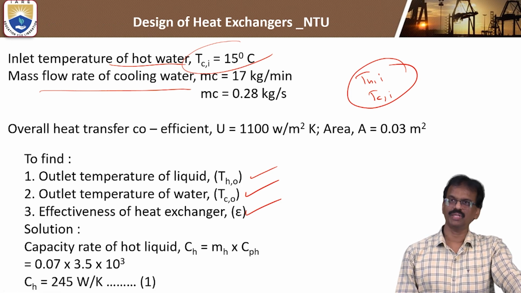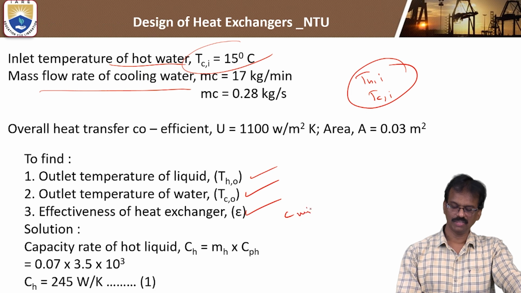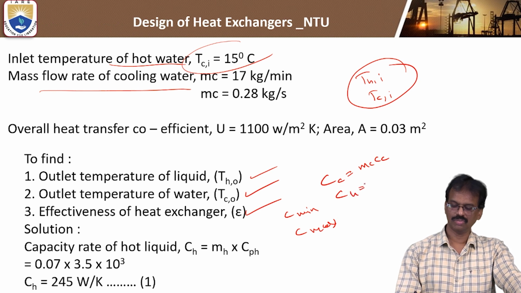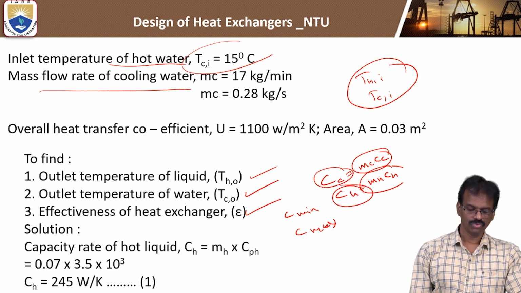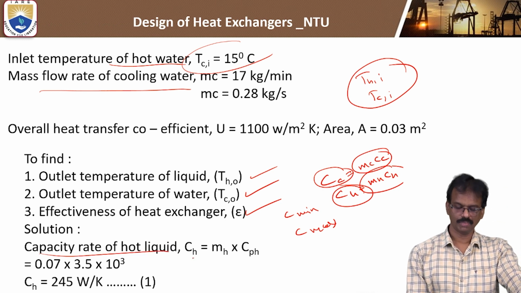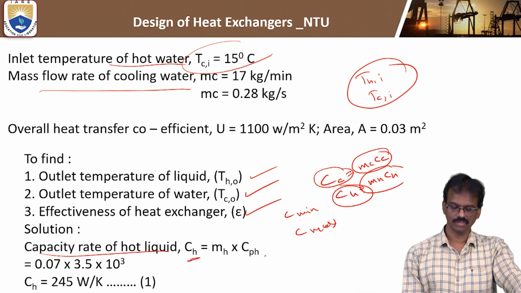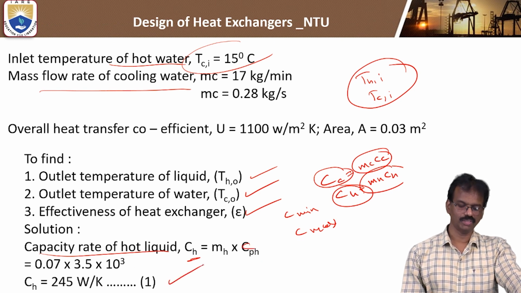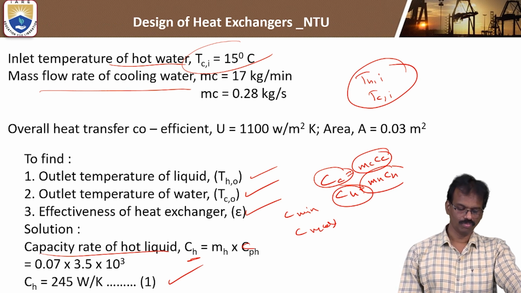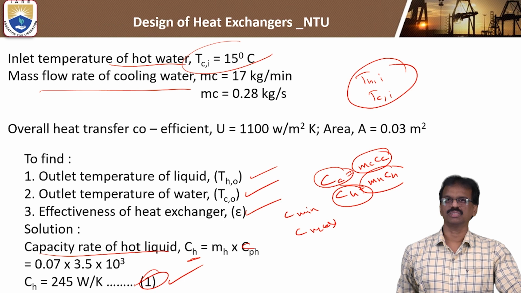So first of all, you have to find out the C minimum and C maximum. Which is C minimum, which is C maximum. So you know the formulas. Capital CC is equal to mC cC. Capital CH is equal to mH cH. So these values are given. Then you have to find out capital CC and capital CH. Okay, so capacity rate of the hot fluid. Capital CH is equal to mH small ch. Then the value of capital CH is equal to 245 watt per Kelvin. So this is equation 1.